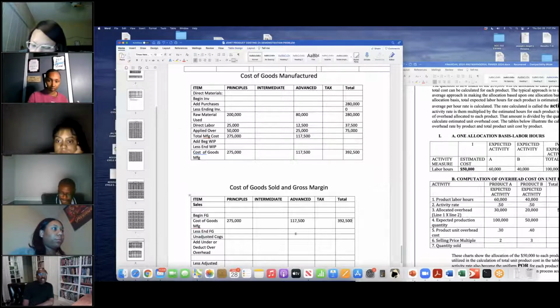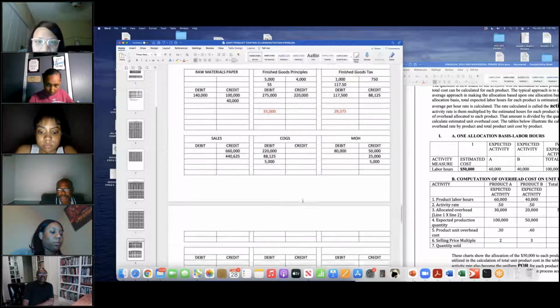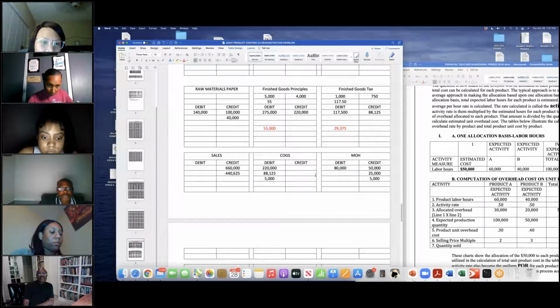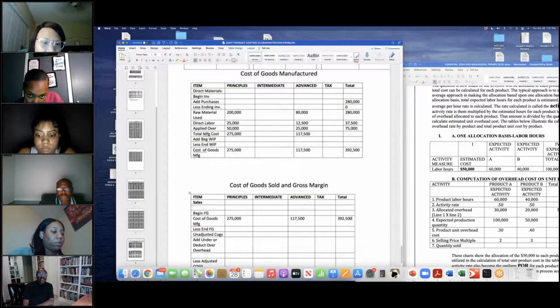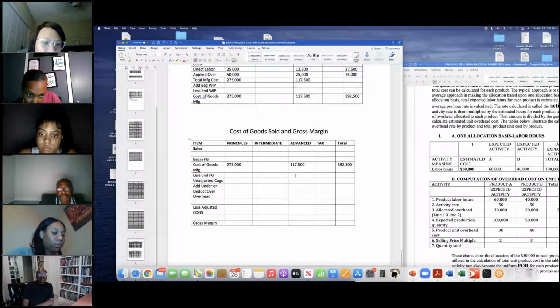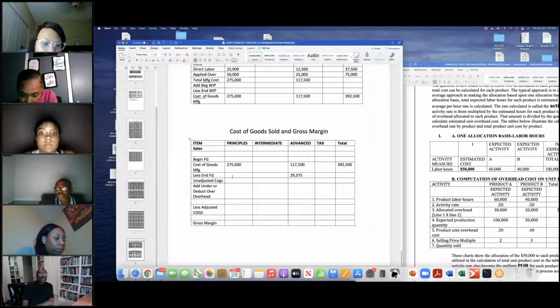Now we need the ending finished goods. So the ending finished goods were 55,000 and 29,375. And 50,000. So the unadjusted for principals is what, 225?